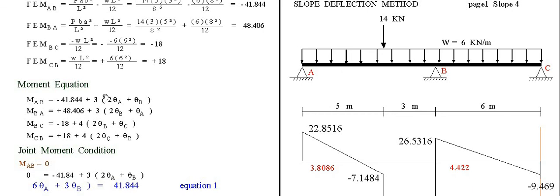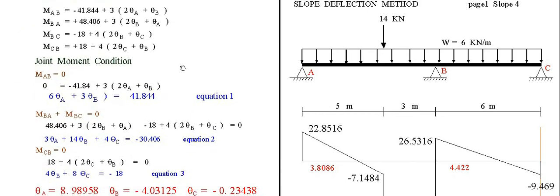Moment BA is fixed end moment of 48.406 positive plus 3 times 2 theta B plus theta A. Okay, follow this sequence, B and A. Then moment BC is minus 18 plus stiffness of 4 times 2 theta B plus theta C. Okay, then moment CB is fixed end moment 18 plus stiffness factor of 4 times 2 theta C plus theta B.